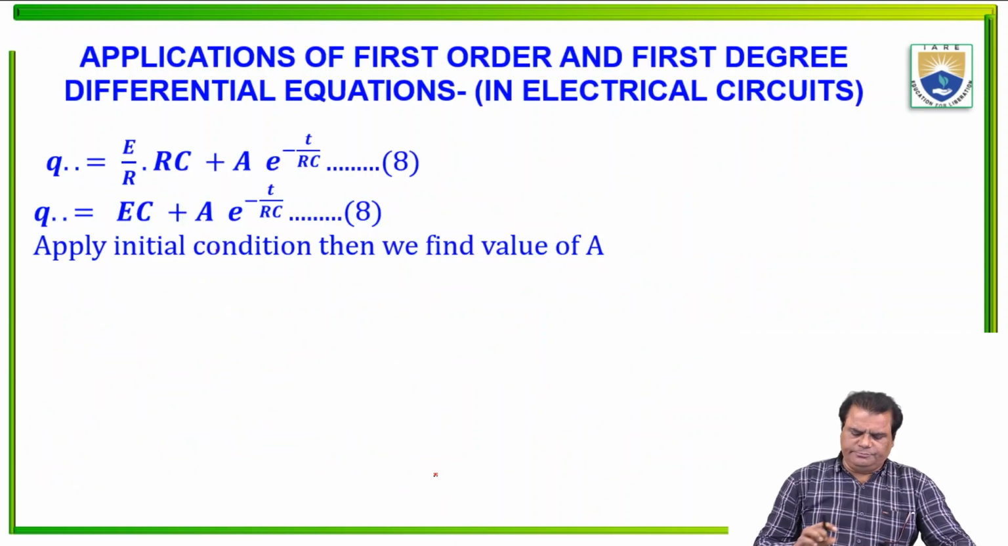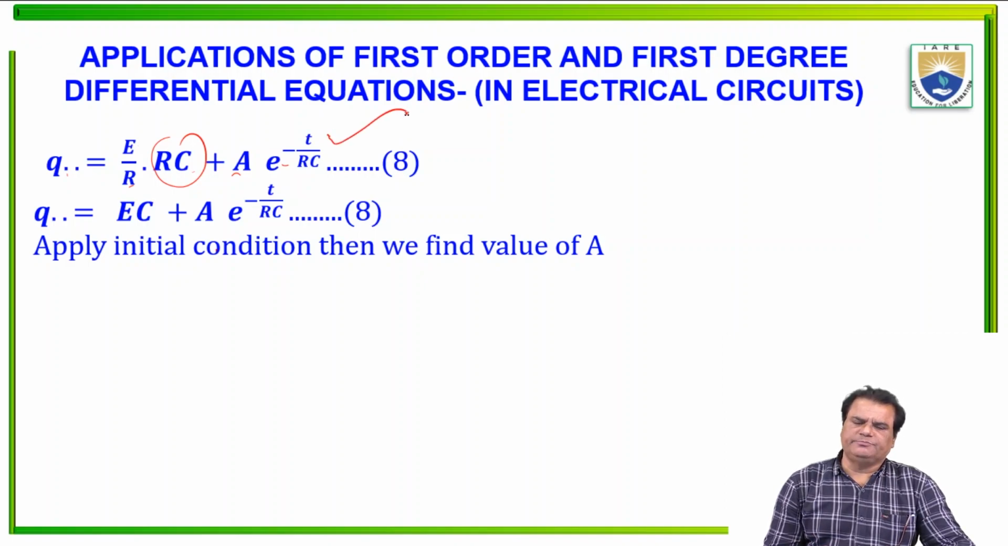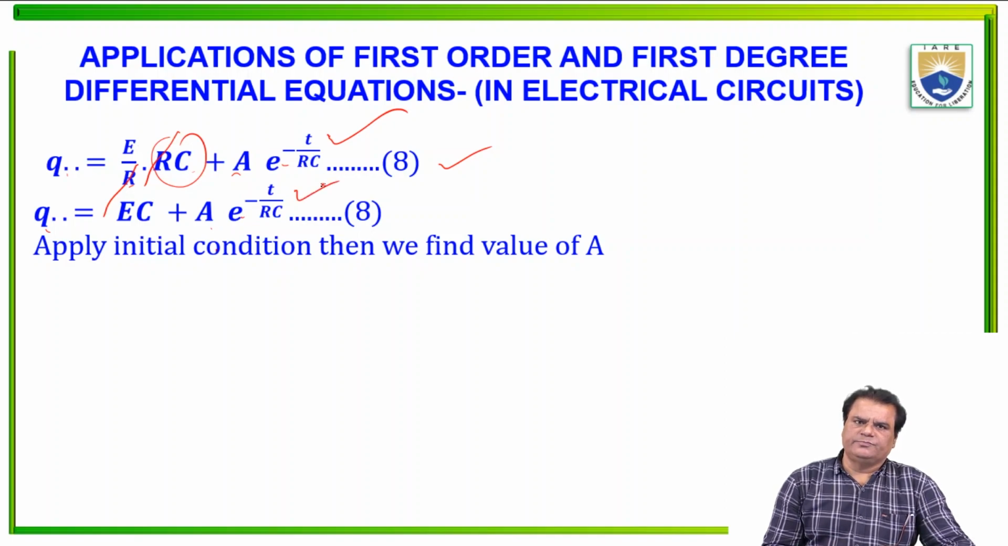Now next, q equals E upon RC into RC plus A e to the power minus t upon RC. This is equation 8. So RC is cancelled, and q equals EC plus A e to the power minus t upon RC.